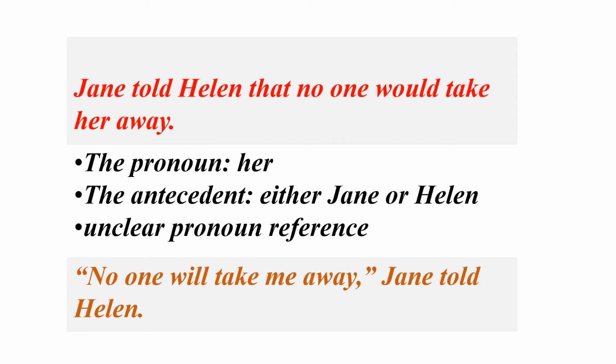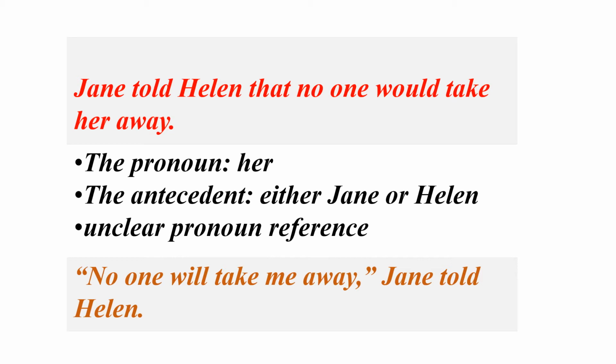Take a look at this example. Jane told Helen that no one would take her away. In this sentence, the pronoun is her. The antecedent is either Jane or Helen. So, it's an unclear pronoun reference because we know that every pronoun has one antecedent. But in this sentence, we have two antecedents, Jane and Helen. So, the readers get confused about the person who would be taken away.